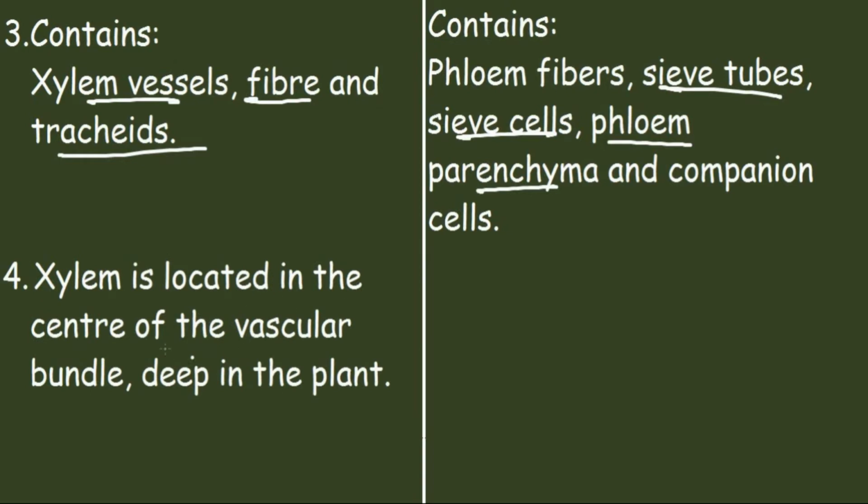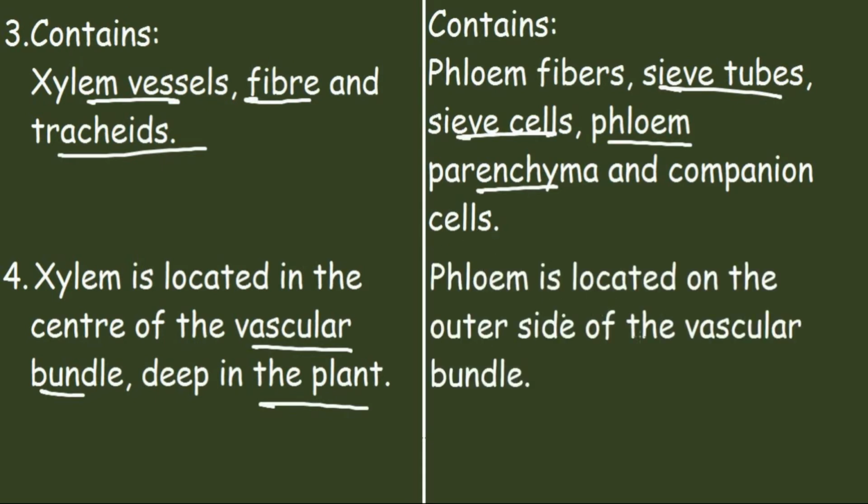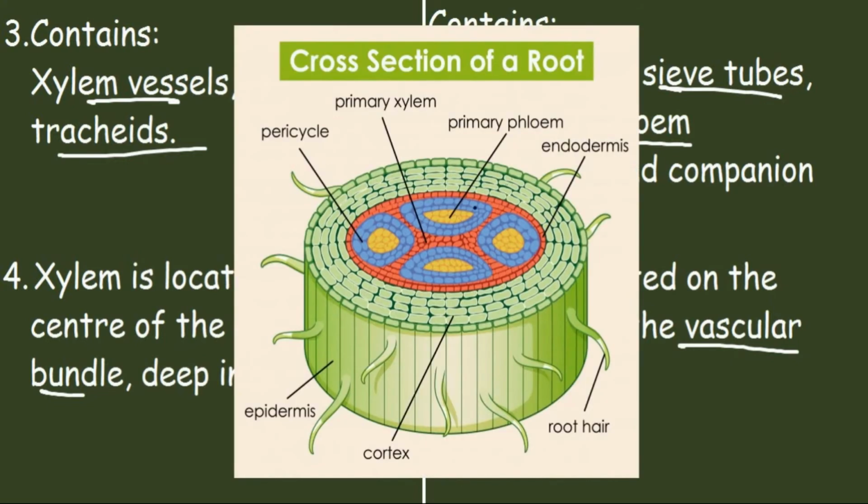So xylem is located in the center of the vascular bundle, deep in the plant. And phloem is located on the outer side of the vascular bundle. In the given diagram you can clearly see that xylem is located in the inner portions of the vascular bundles. The red portion is the primary xylem, and this is the phloem. Phloem is located in the outer portions of the vascular bundle. So I hope this point is clear. Now let's move on to the fifth point.